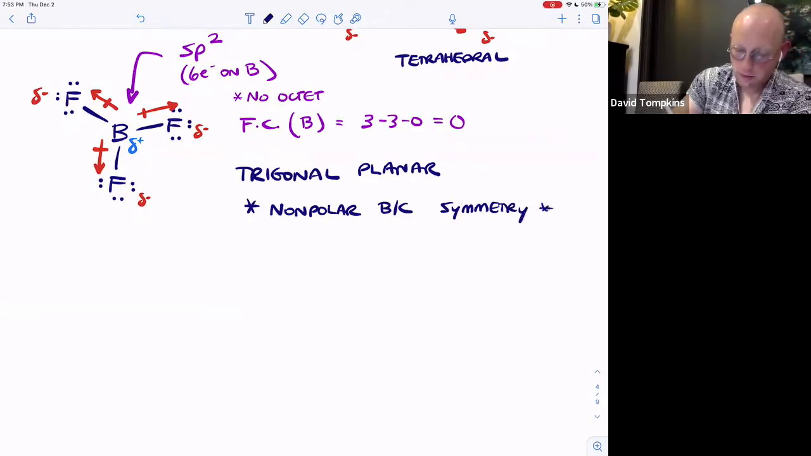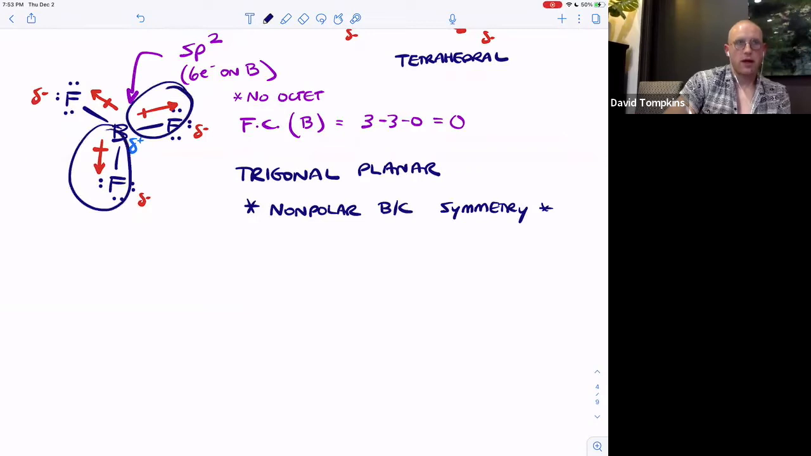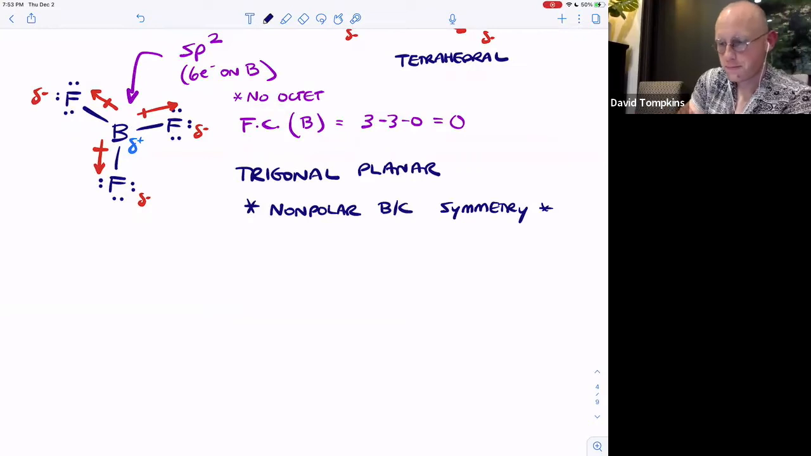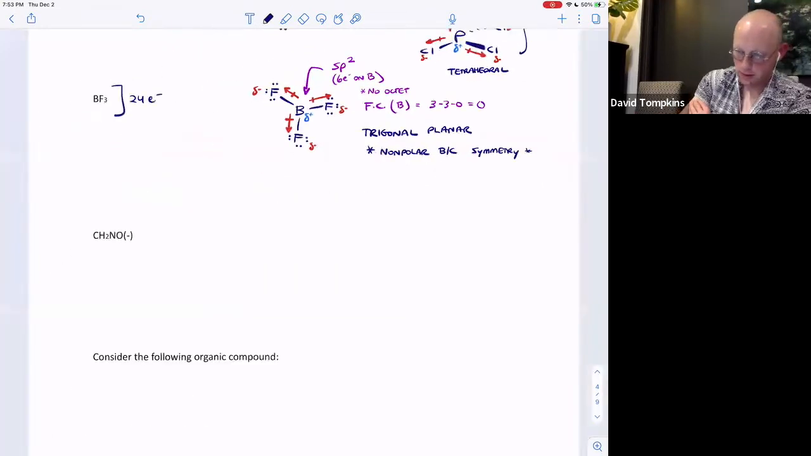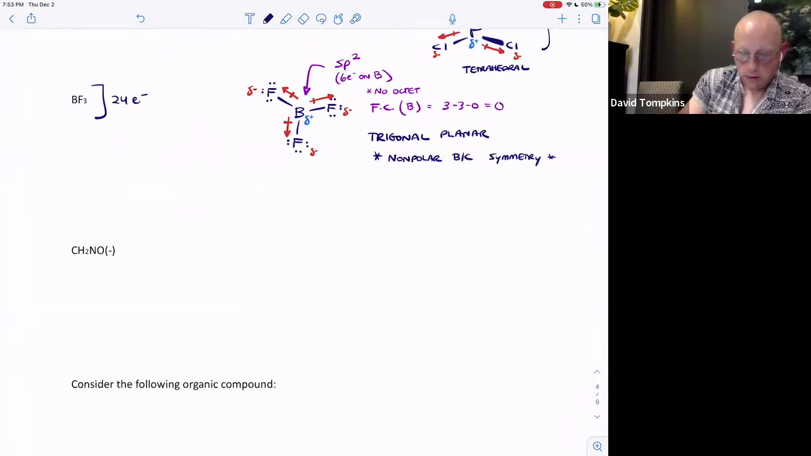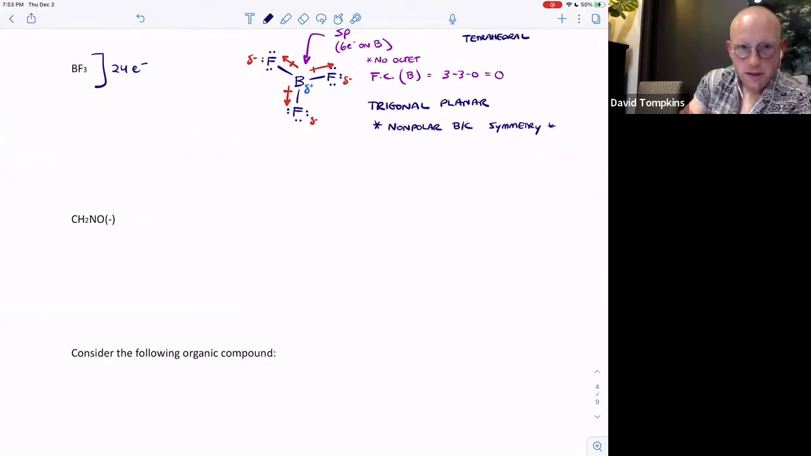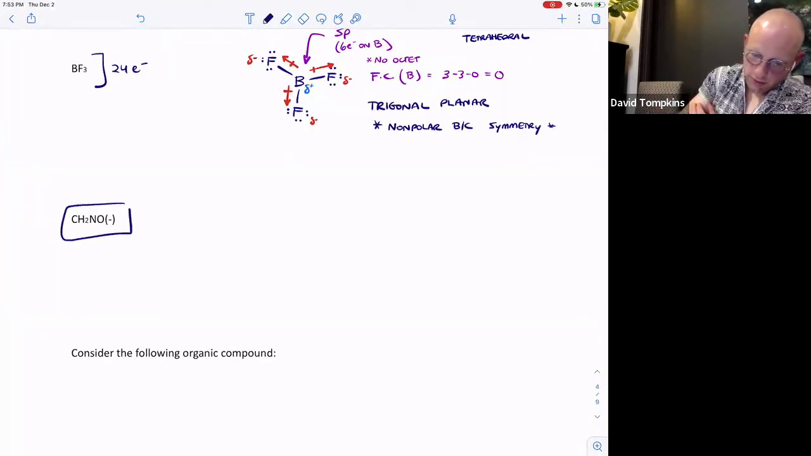So only if those bond dipoles are equal and evenly spaced apart will they cancel to give a nonpolar compound. Okay, so there are other ways you could depict this compound, but I'm going to save that argument for the following example, where we have CH2NO.